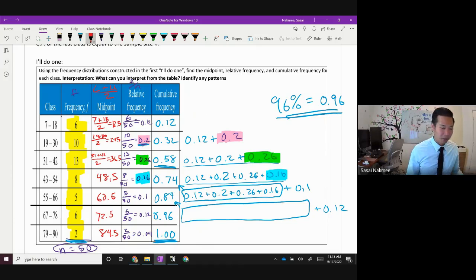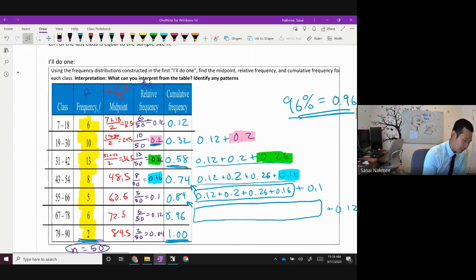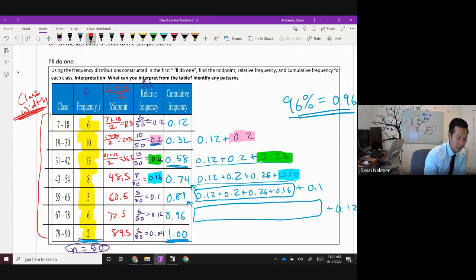Wait, where did the 12 come from? The 12 comes from what we did last time. When we were looking at these classes, the 12 is the class width. Remember, like our warm-up, we had to figure out what the class width was? Looking at this, the class width here is 12. It's from 7 to 19, it's 12. Or if you counted it out, 7, 8, 9, 10, 11, 12, 13, 14, 15, 16, 17, 18. So there's 12 there. So that's another way of looking at it.